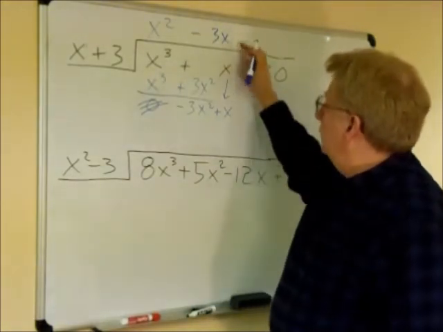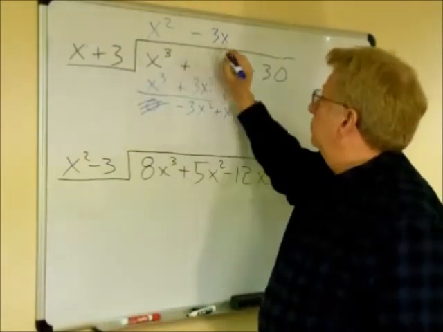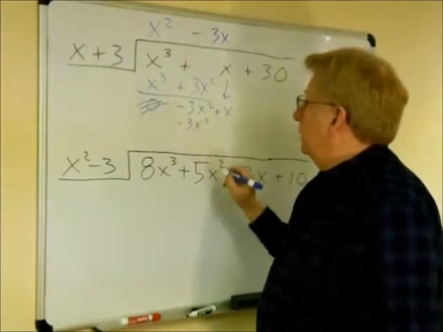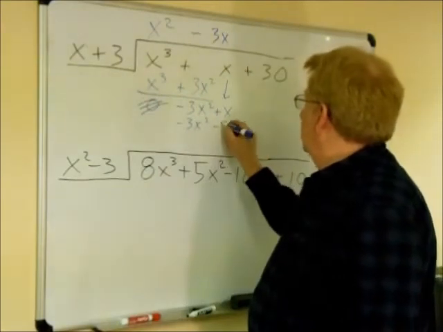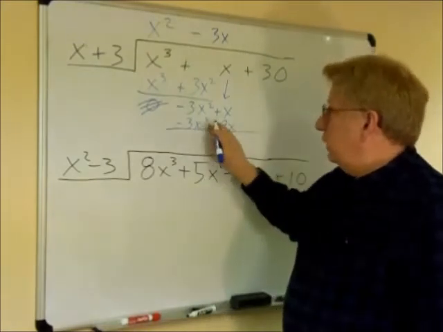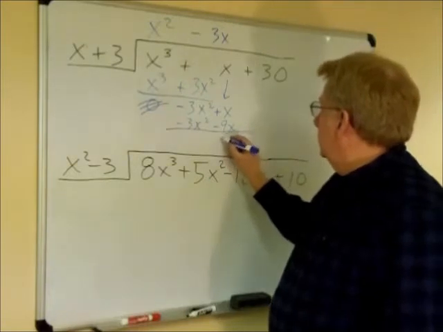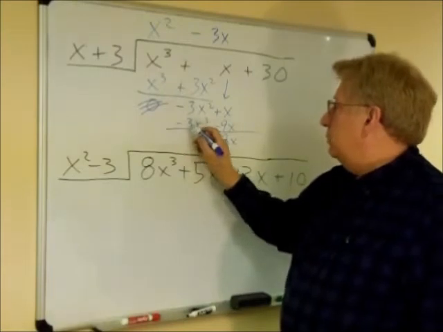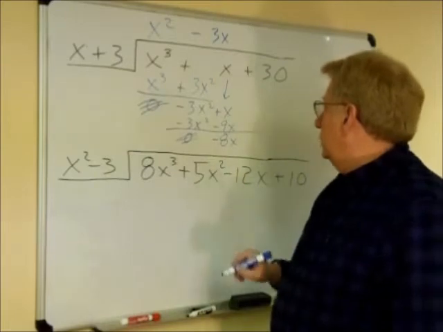minus 3x, and put it above the x term. Now I multiply that times both terms. Minus 3x times x is minus 3x squared. You can see that's going to cancel. Then we take minus 3x times 3, and that gives us minus 9x. Okay, so we subtract this second line, and we get 1x minus 9x would give us minus 8x. Minus 3x squared minus a minus 3x squared cancels, ends up with a 0, so that's out of there.